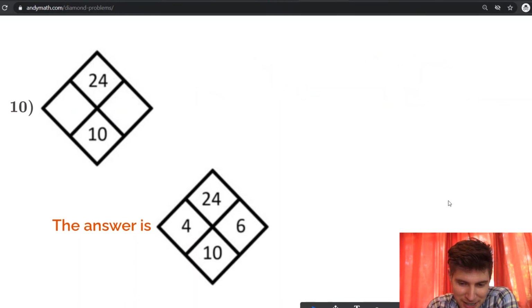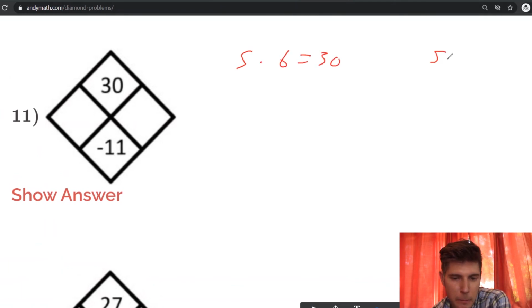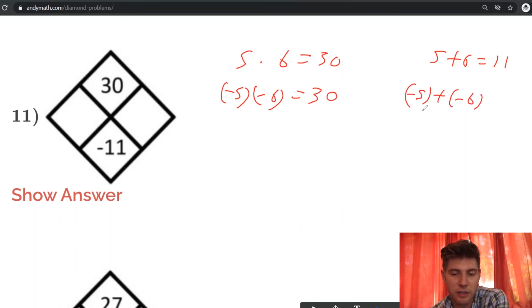We're almost done. 30 and negative 11. So what are some things that multiply to give us 30? Well, 5 times 6 is 30. And 5 plus 6 is 11. Oh, well, this says negative 11. So that just tells me I want to make them both negative. So negative 5 times negative 6 is 30. And negative 5 plus negative 6 would give us our negative 11 that we want.